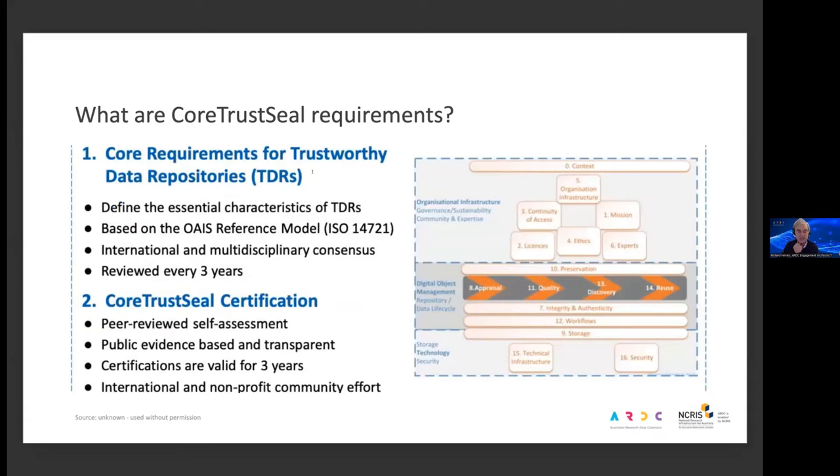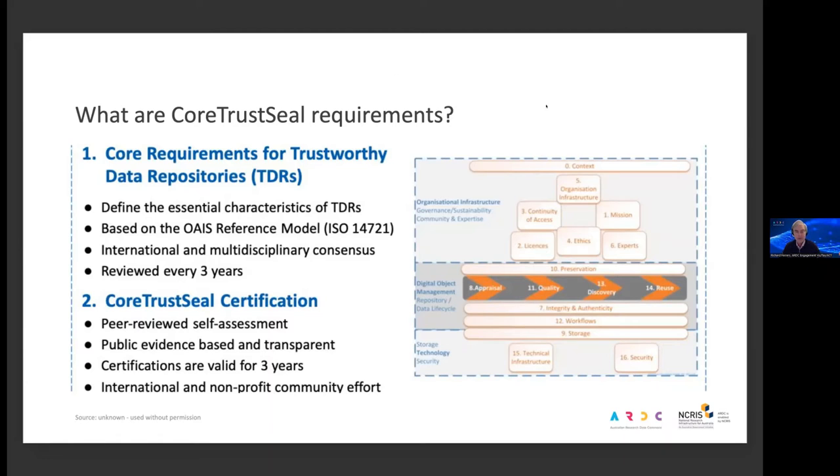So here's a diagram that we have on the community website, which provides an overview of the current 16 requirements. You see there it's in three kind of layers: organizational infrastructure, digital object management, and then a kind of technology layer. And the quality one there, you can see it's number 11. It's about management of digital objects, appraisal, quality, discovery, and reuse. And we're going to dig into the R11 quality, but it was also touched on in appraisal.